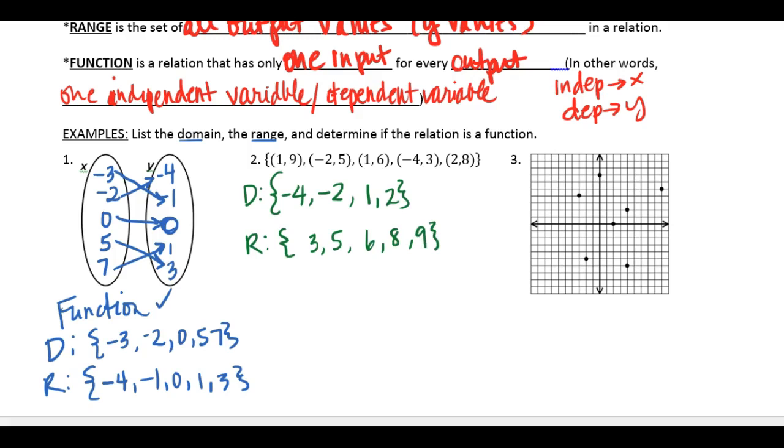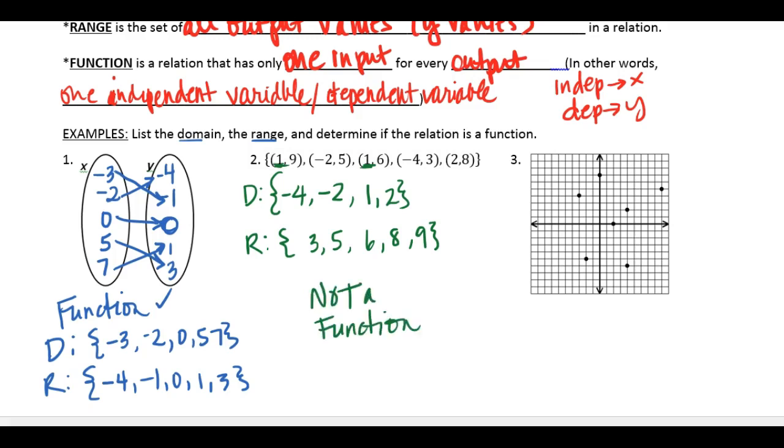Okay, so notice something weird here. There's only 4 x values and there's 5 y values. So you should see that this 1 right here, if we were mapping it, would have 2 arrows coming from it to 2 different y values. Because that x value gets repeated, this is not a function.